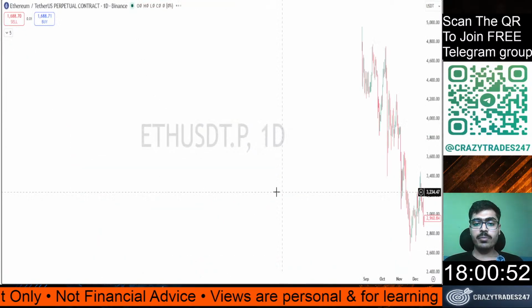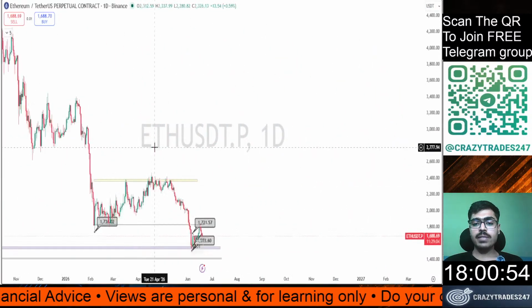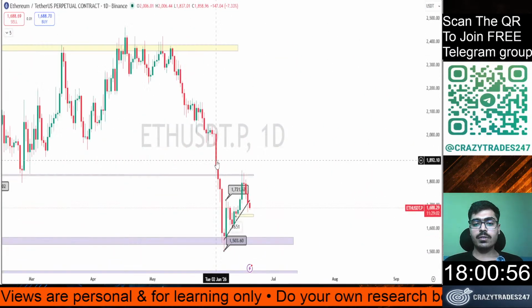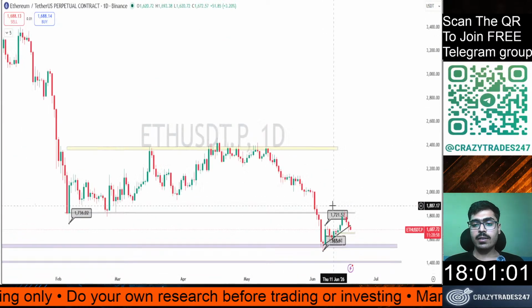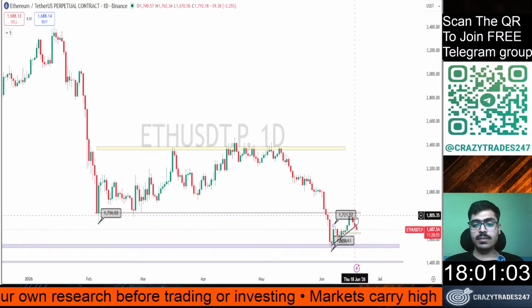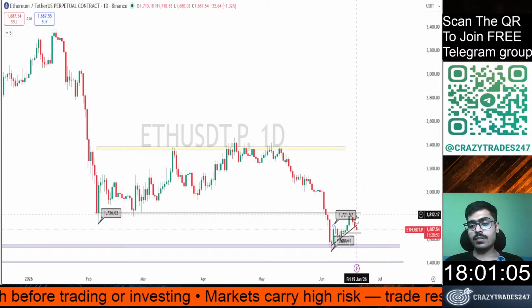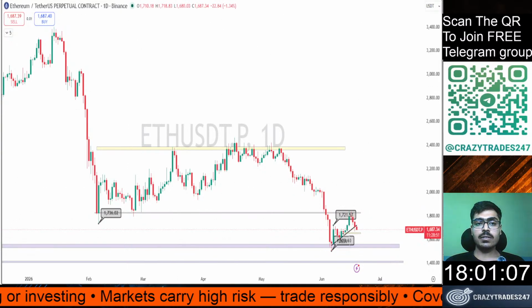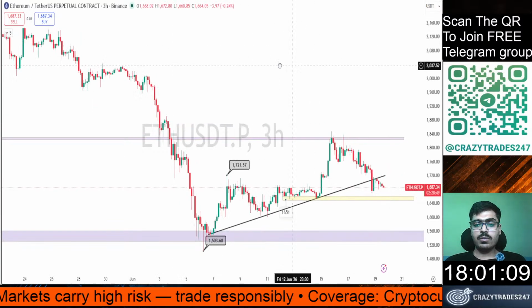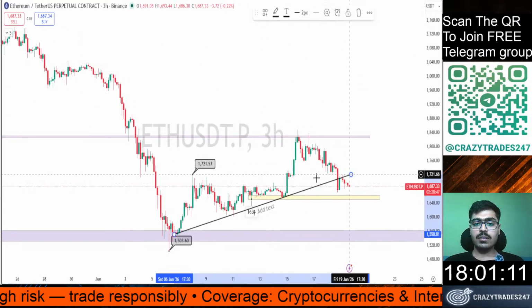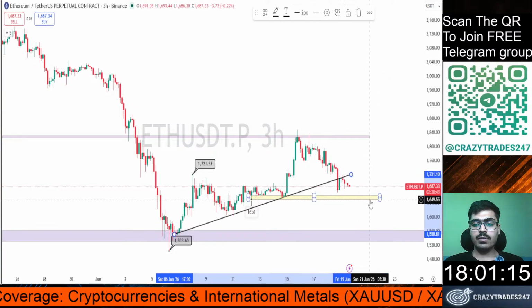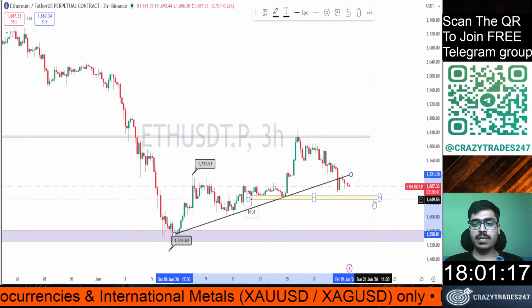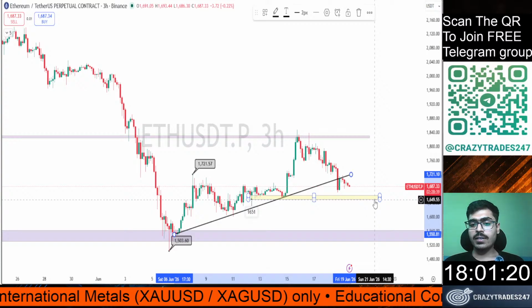And upon breakout of this consolidating range, price retested this level through a pullback, and price has retested it successfully, and it has continued moving in the lower direction. So this is the price structure. This trend line is broken. Next support that we are expecting on Ethereum is at this level of 1650.